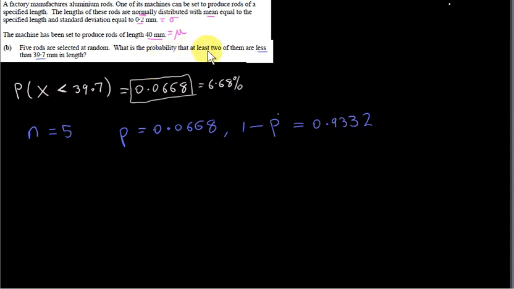So we're interested in the probability that at least 2 of them are less than 39.7. So at least 2 means the probability that 2 of them, or 3 of them, or 4 of them, or 5 of them have lengths that are less than 39.7. Okay, so it's 2 or 3 or 4 or 5. So we add up these probabilities.